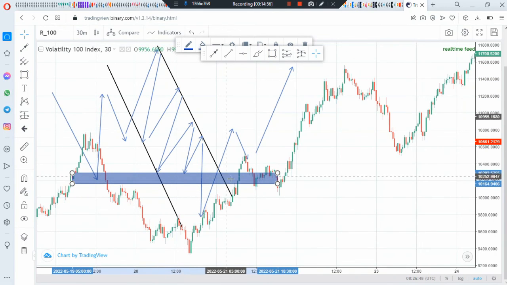Once it broke out of a trend line and is above our demand and supply line, that is when we start looking for buying positions. The opposite is true if you are looking for selling positions. So guys, this is the method that I have for you.